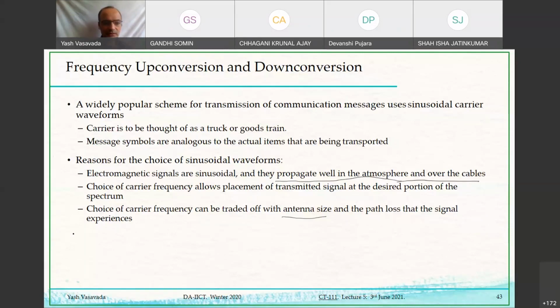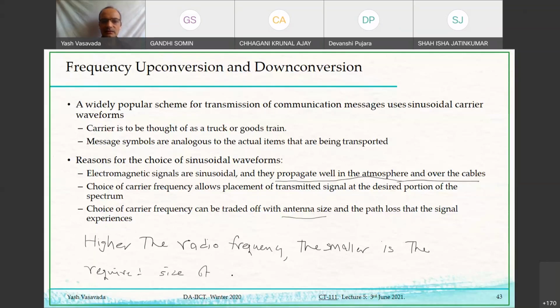Maybe I should write that here. The higher the radio transmission frequency, the radio frequency, the smaller is the required size of the transmit antenna.